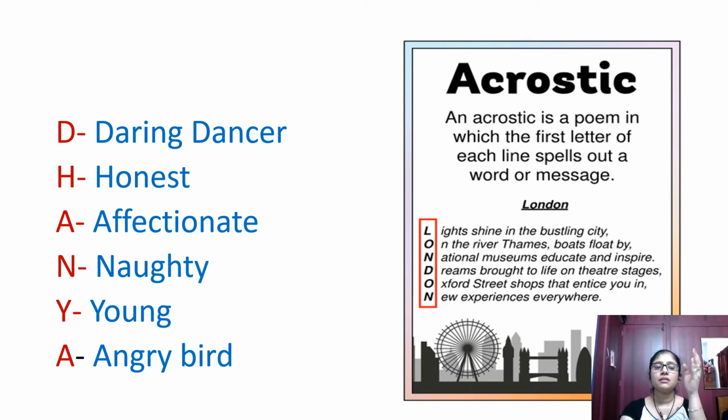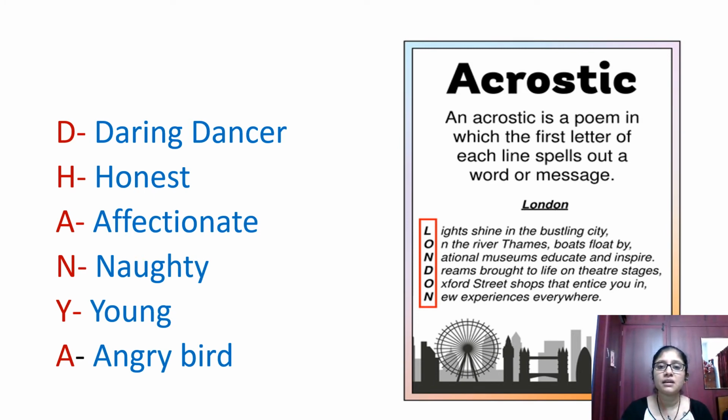The same way, you have to write your name, the spelling of your name, one by one, and then you have to describe it. Okay. But when you read the whole poem, it will be about you only. For example, see, here you can see D, daring dancer. H stands for honest. A stands for affectionate. N stands for naughty. Y stands for young and A stands for angry bird. So these are the words that describe me.